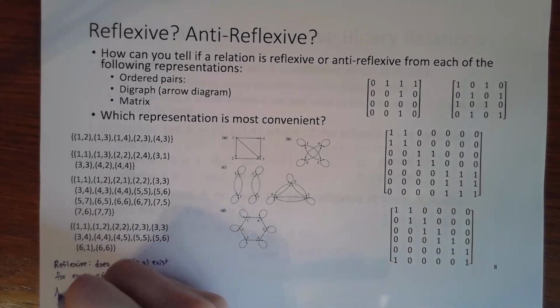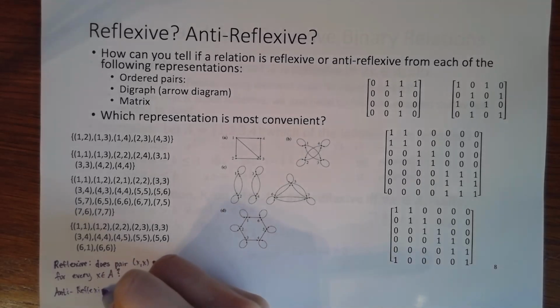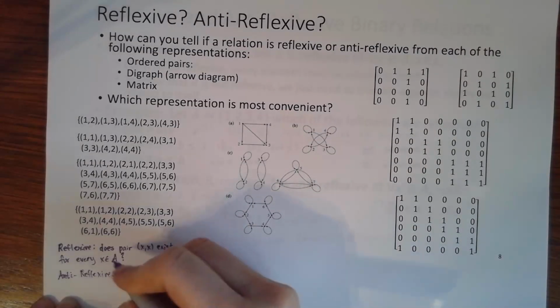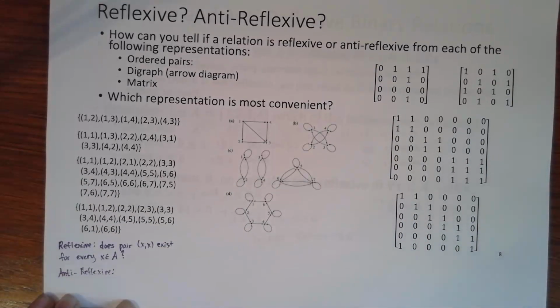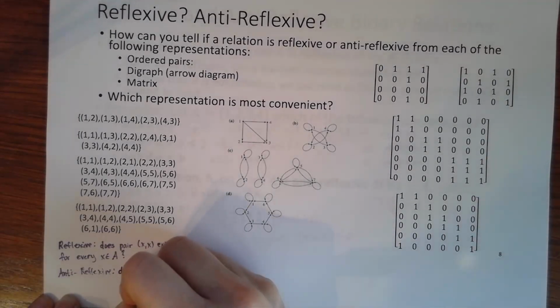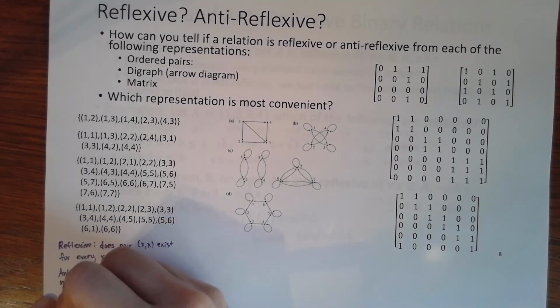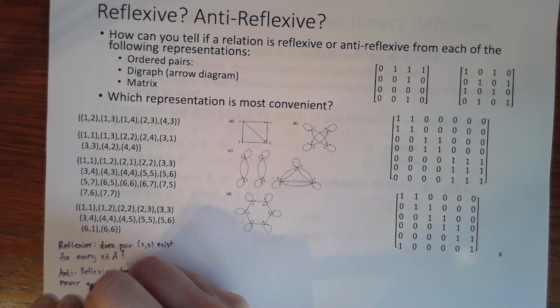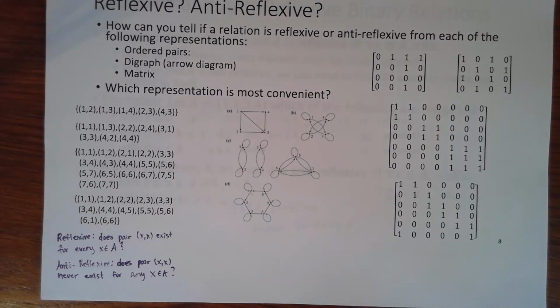For anti-reflexive, we would just ask ourselves, does the pair (x, x) never exist for any x in the domain? If it never shows up, then it's anti-reflexive. If we see even one time that it shows up, then it's not anti-reflexive.